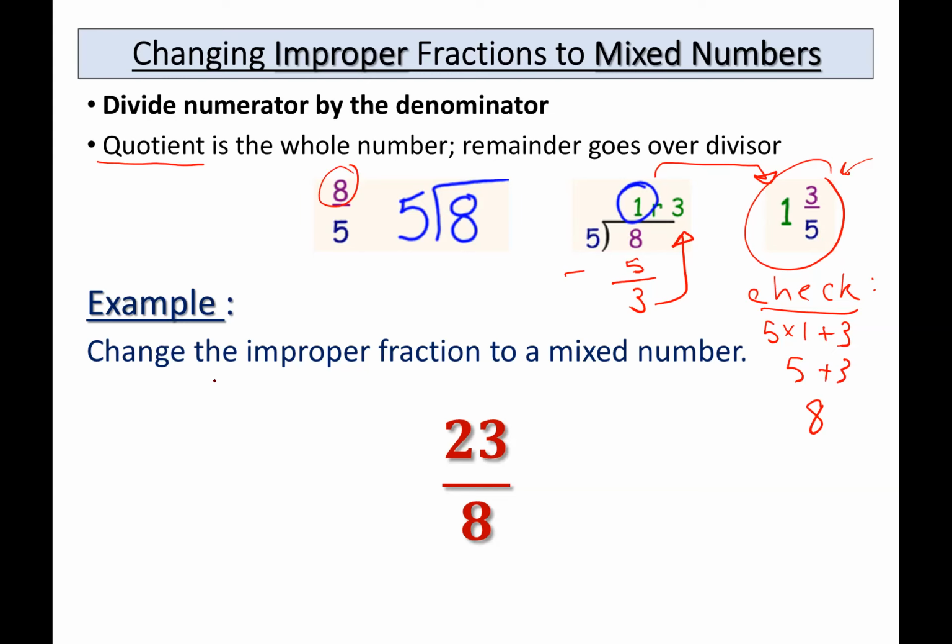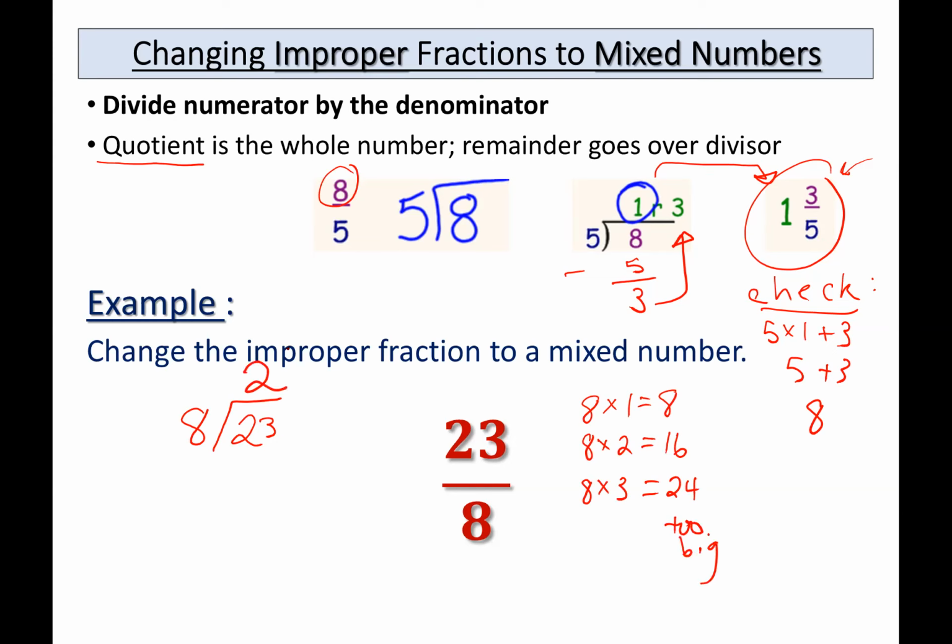Let's do another example. Change the improper fraction to a mixed number. This time we're doing 23/8. I'm going to set that up as a division problem, 23 divided by 8. How many times does 8 go into 23? Well, 8 times 1 equals 8. 8 times 2, that's 16. 8 times 3 is 24. That's too big, right? So it doesn't go in 3 times, it goes in 2 times.